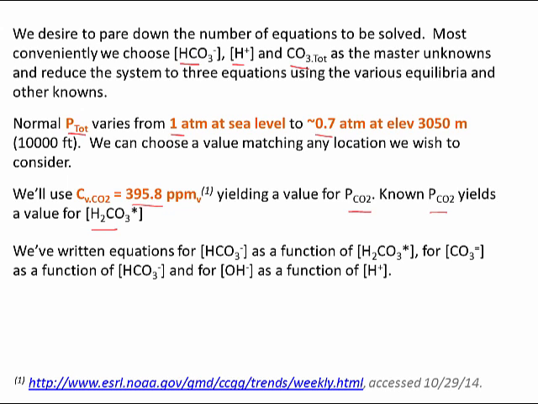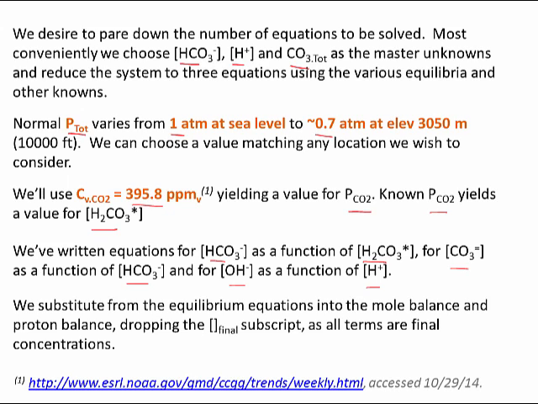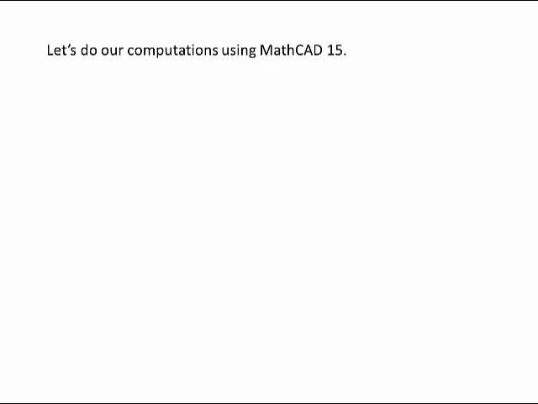Then we've written functions for bicarbonate as a function of carbonic acid, for carbonate as a function of bicarbonate, and for hydroxide as a function of the hydrogen ion concentration through the ion product of water. We substitute from these equilibrium expressions into the mole balance and into the proton balance. Then we'll drop the final subscript to make things a little simpler, as all of the terms in our resultant equations are final concentrations. Let's use MathCAD 15 for these computations.